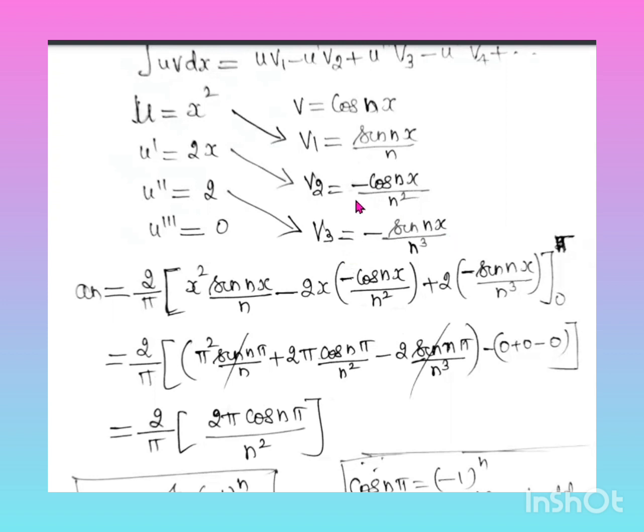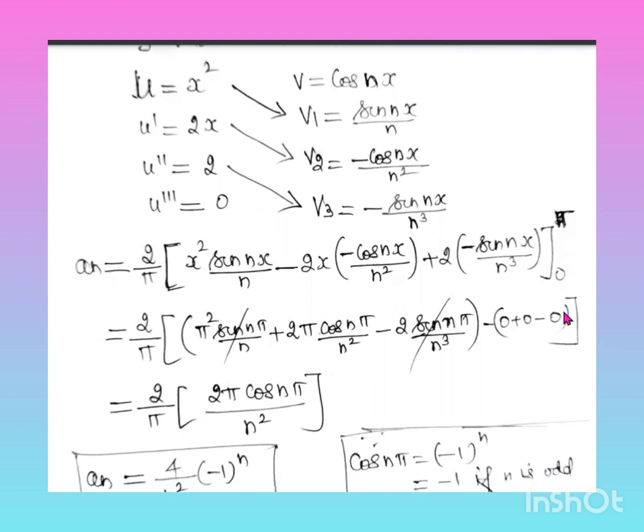So apply Bernoulli's formula: an is equal to 2 divided by pi integral of uv1, that is x square sin nx by n, minus u dash v2, plus 2x into minus cos nx by n square, plus u double dash v3, plus 2 into minus sin nx by n cube. The limit is 0 to pi.